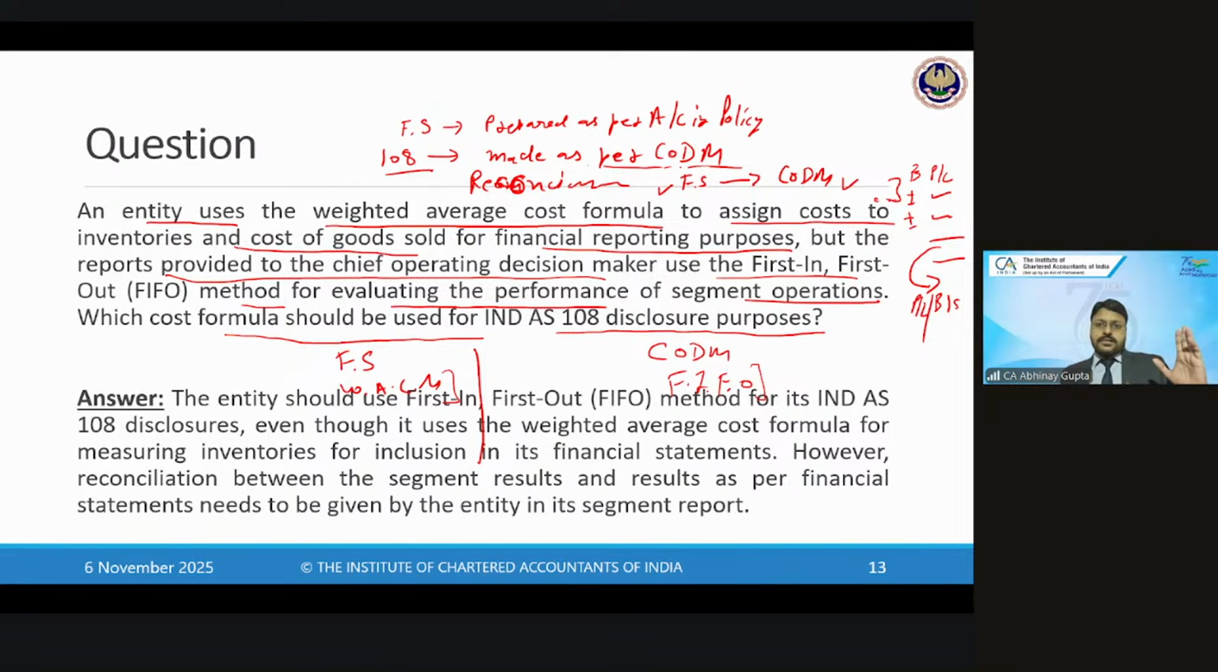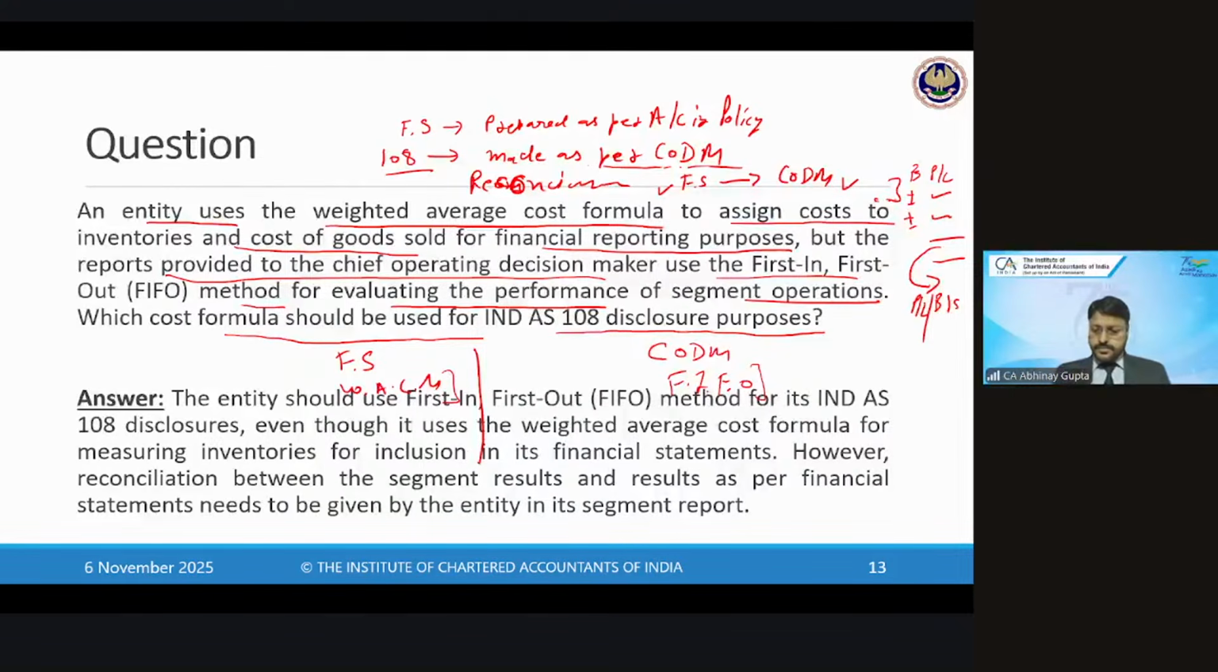So, three things. Financials will continue to be prepared on the basis of the adopted accounting policies. No issues with that. No doubts about that. But within those financials, disclosures for the segment information under Ind AS 108 will be made as per the information reviewed by the CODM, even if a different accounting policy was followed for the CODM review, right? And then a reconciliation between the CODM and the financials will be given. Is that clear?